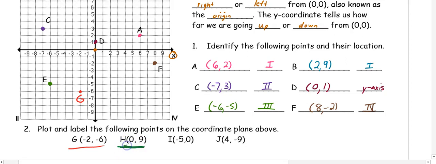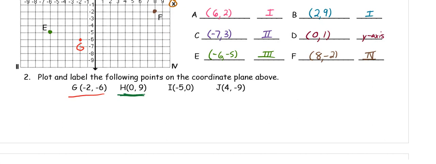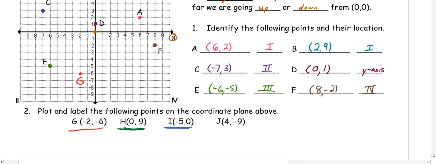H is 0, 9. So I'm going to go to the origin. I'm not going to go left or right anywhere because it's 0, and we're going to go up to 9. That is H. I is at negative 5, 0. So we're going to go over negative 5. We're not going to go up or down at all. That is I. And then our last point, J, is 4, negative 9. So we're going to go to 4, see where it lines up with negative 9. Then we're going to place our dot and label that J.